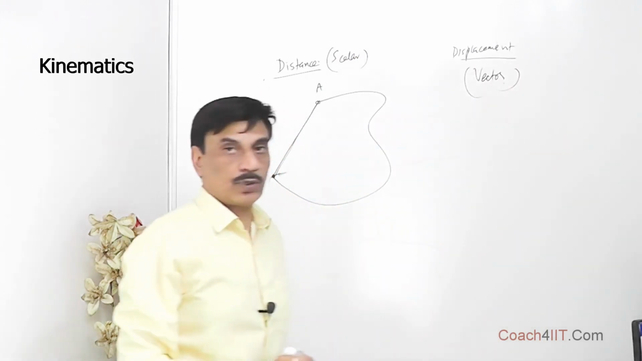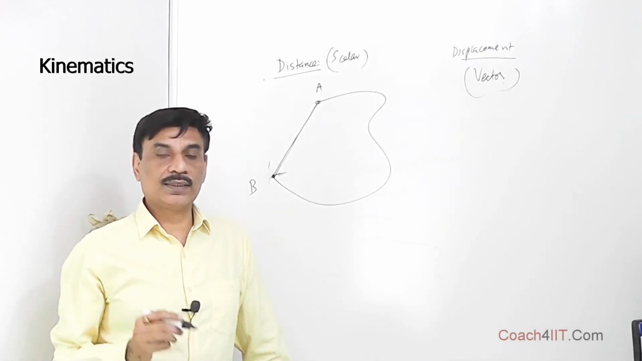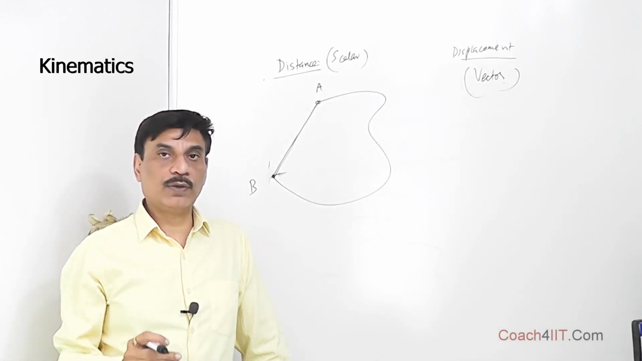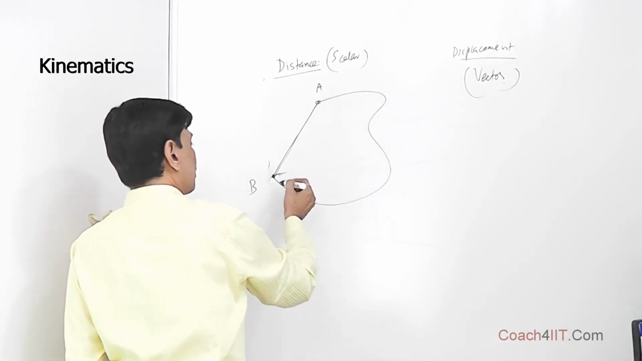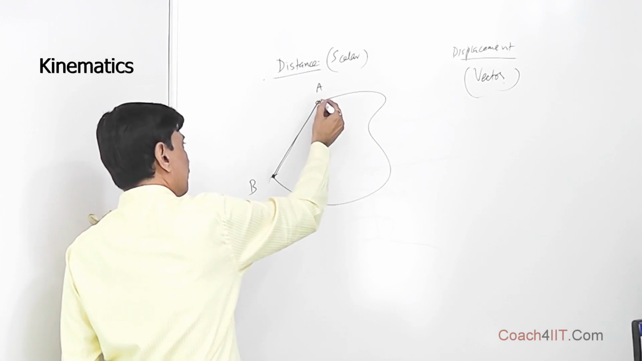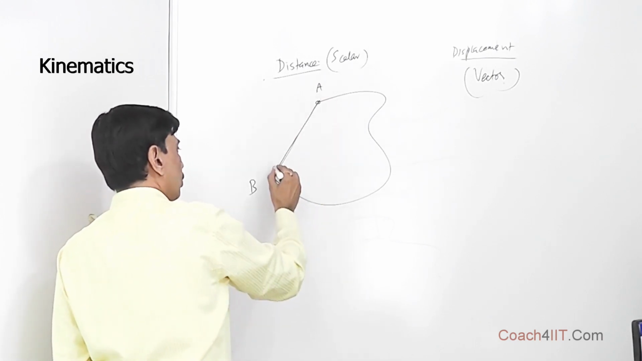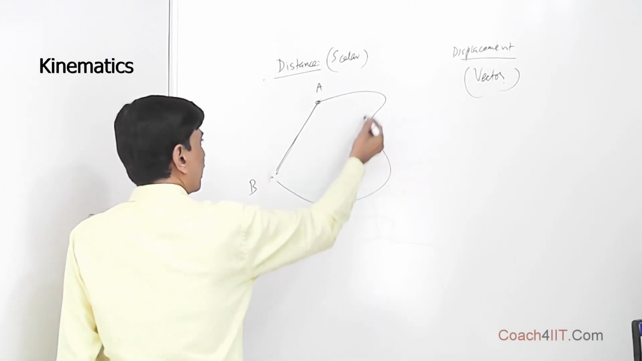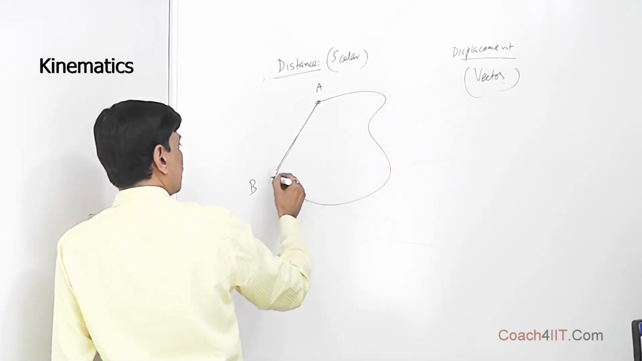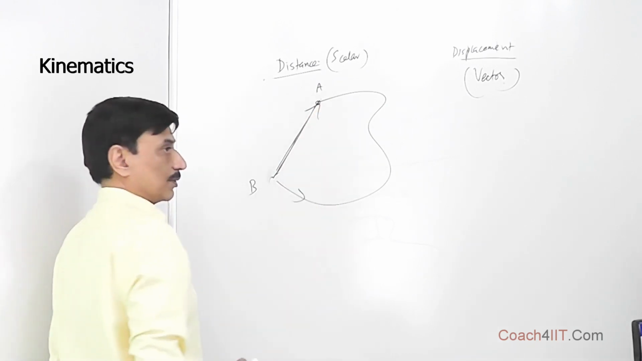Vectors have a magnitude and a direction, and their addition, etc., is also governed by vector algebra principles. Over here, this length is the distance, and the shortest distance between A and B with an arrow on its head is displacement. If the body has gone from B to A, then the displacement vector is going to be like this.